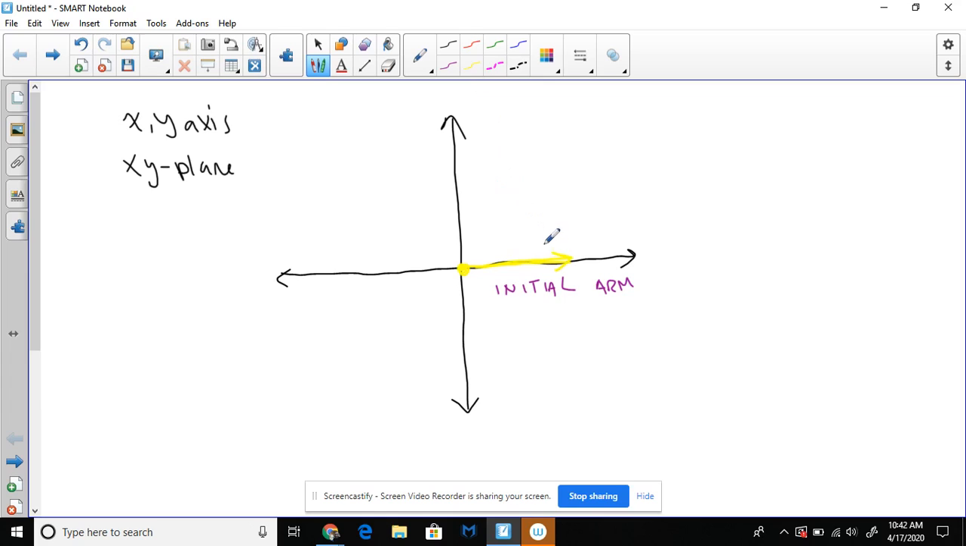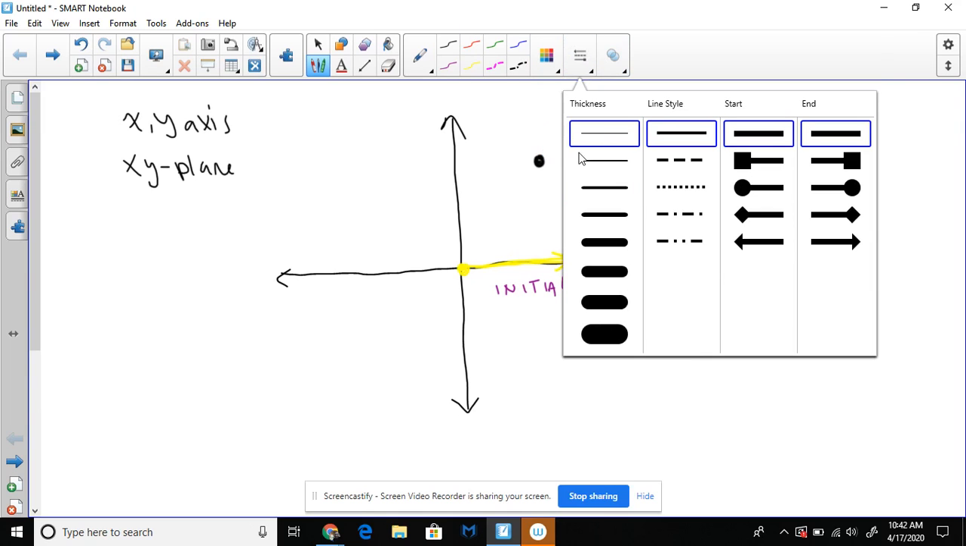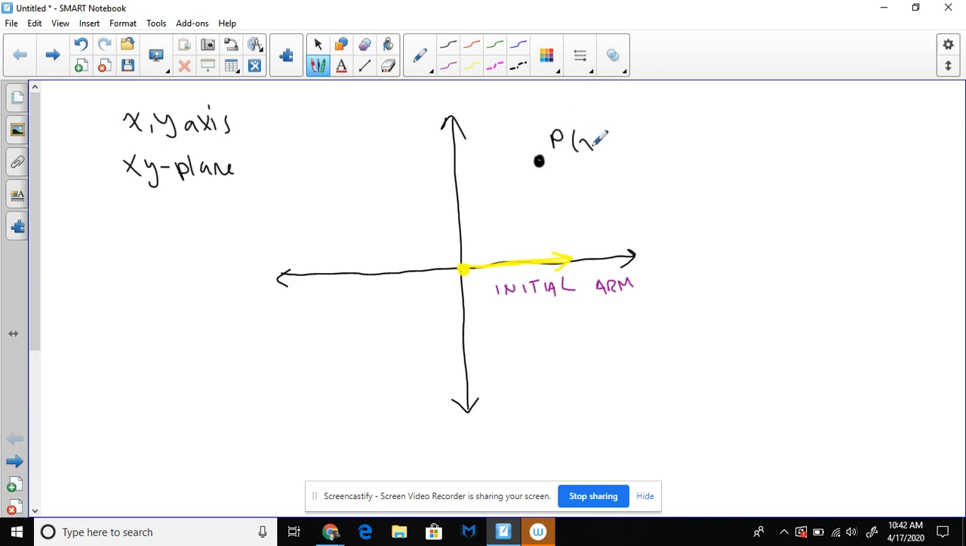So if I'm going to have some point here, I'll just call it a general point P(x, y). This point is now on the terminal arm. Say this initial arm swings, and it swings to here. This angle we call theta. Now we know in this quadrant, theta is between 0 degrees and 90.